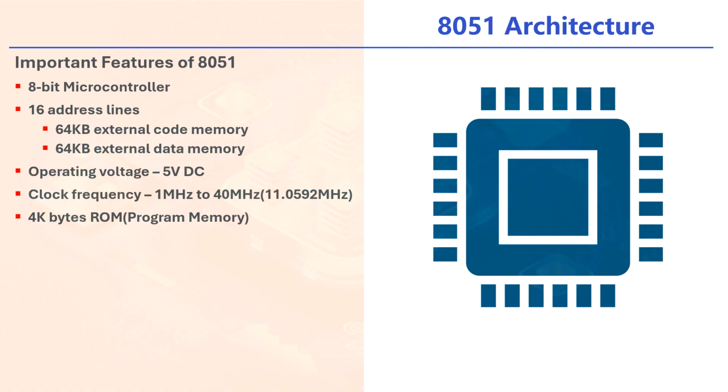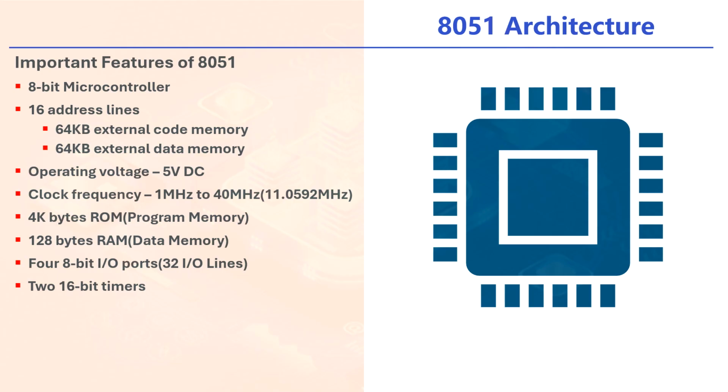In addition to external memory capability, it is also having some internal memory, that is 4 kilobytes of ROM, which is used for program memory, and 128 bytes of RAM, which is used for data memory. In addition to this, it is having 4 resources. There are 4 I/O ports. Each port is having 8 I/O lines. So total it is having 32 I/O lines.